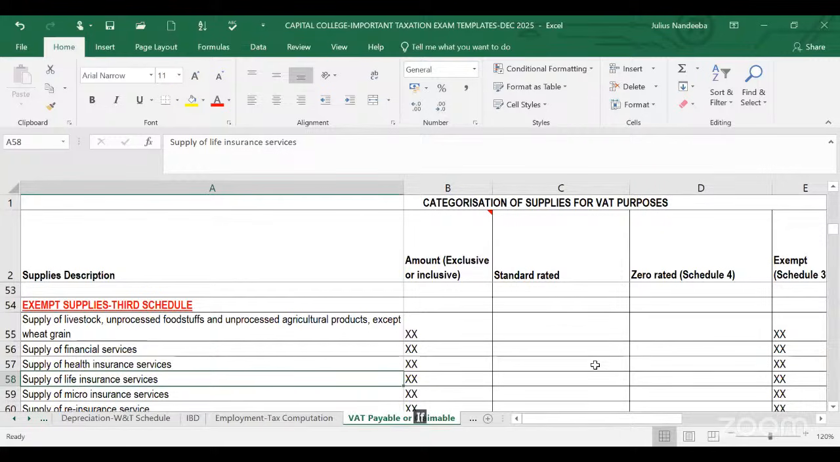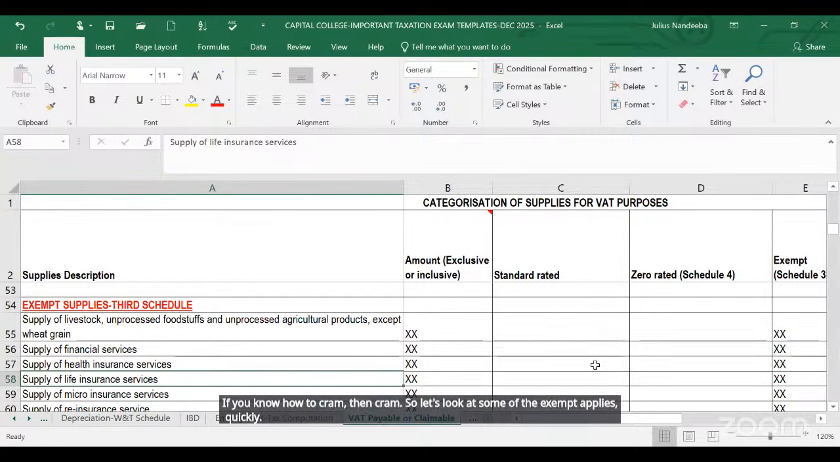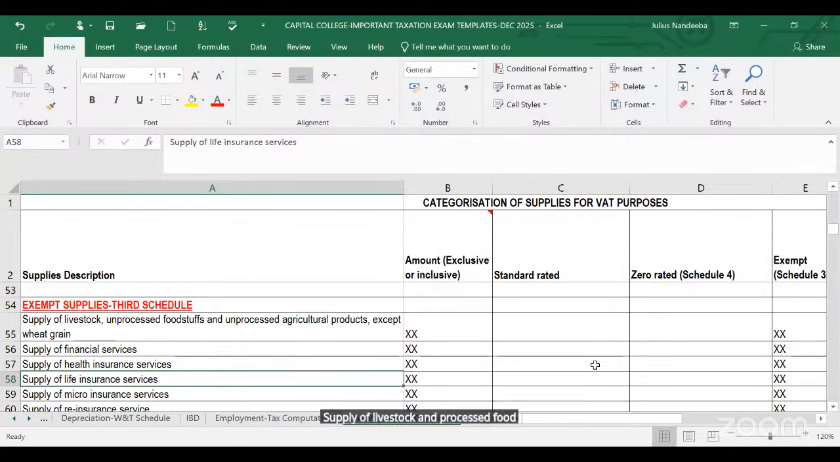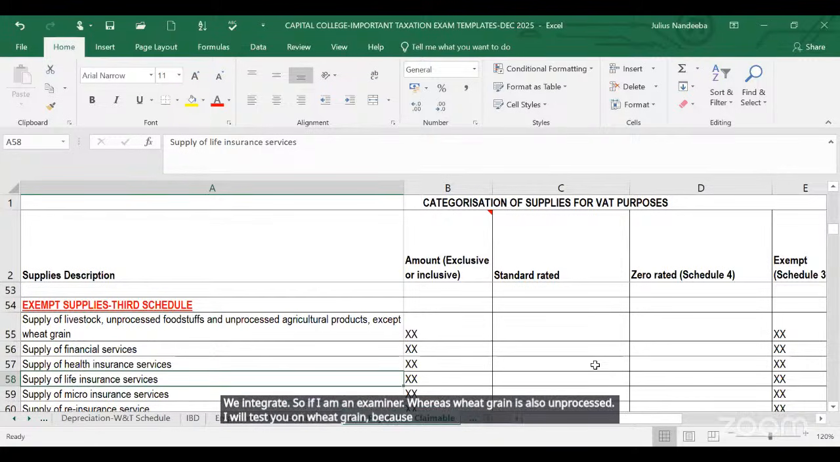If you know how to cram, then cram. So let's look at some of the exempt supplies quickly. Supply of livestock and processed foodstuffs and unprocessed agricultural products except wheat grain. So if I am an examiner, whereas wheat grain is also unprocessed, I will test you on wheat grain because I know then wheat grain becomes standard rated.